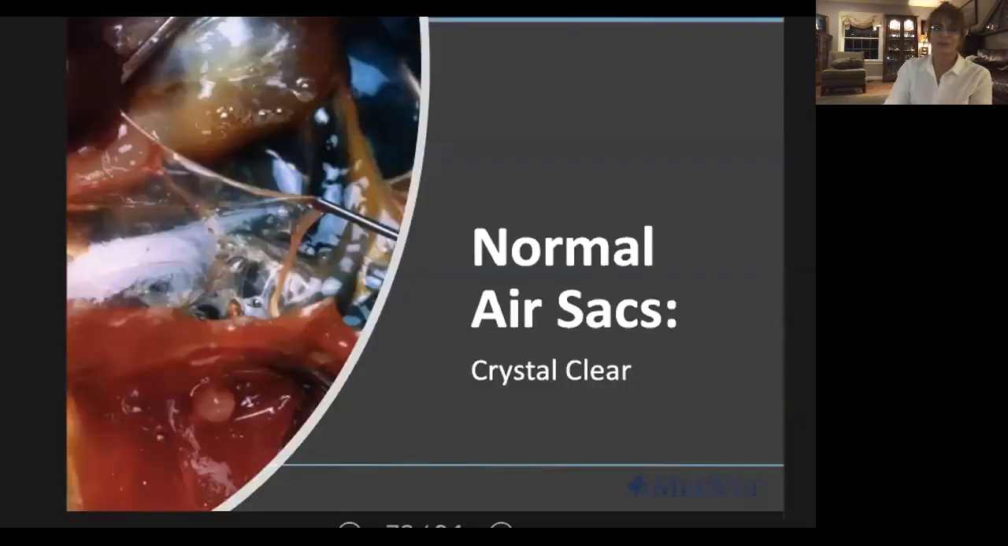So normally, if you have a healthy bird and you're doing a necropsy and you look at the air sac, they're going to be pretty much crystal clear, you know, maybe a little bit foggy looking, just really depending on the species of the bird to some degree, but they're clear and they're thin. And that's why we're not seeing them on a normal radiograph, because there's really nothing to see.